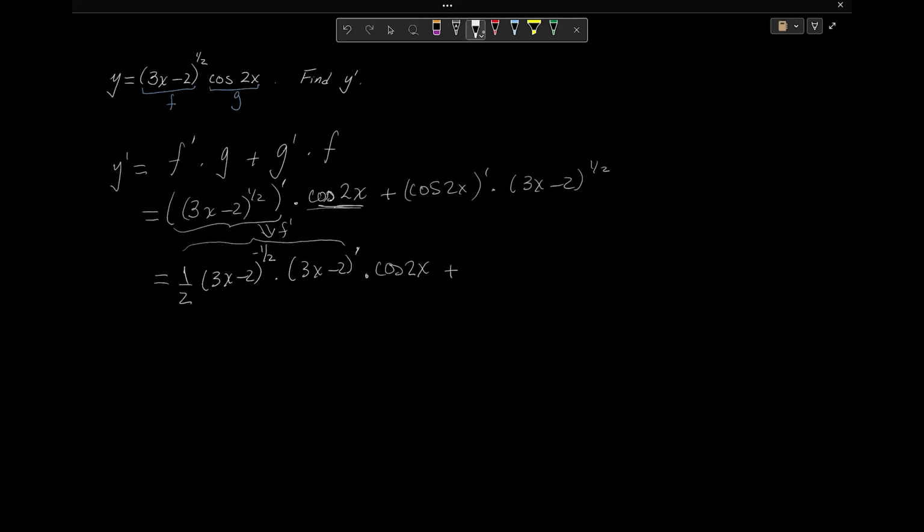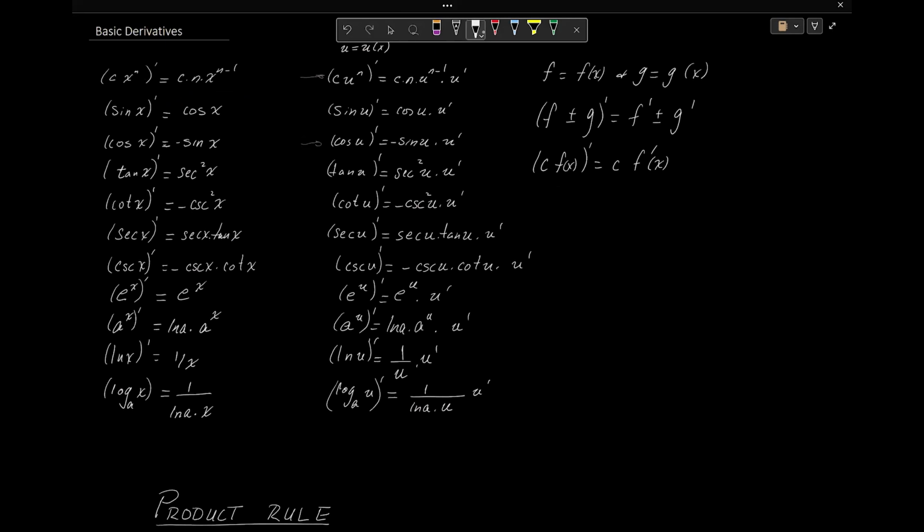Plus, now I have the cosine of something. What is its derivative? It's the negative, the sine of something, times the derivative of that thing. Again, according to the rule above, the cosine of something is the negative of the sine of the same thing times the derivative of that thing. Okay, chain rule. And here is the power rule. You drop the power, that thing that we raised to a power, to one less power, times its derivative.